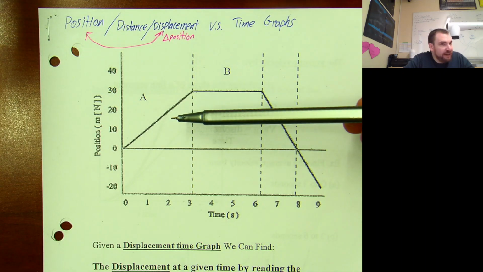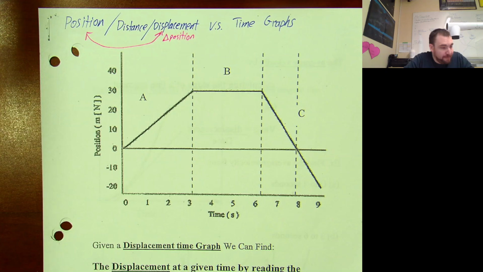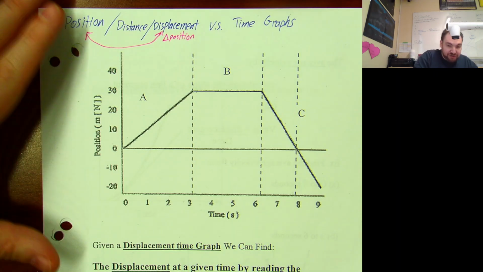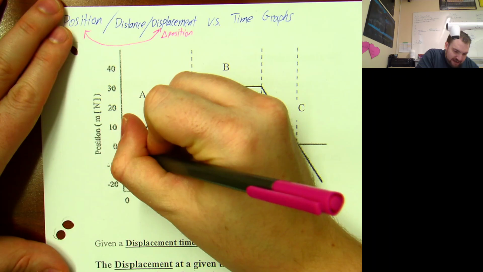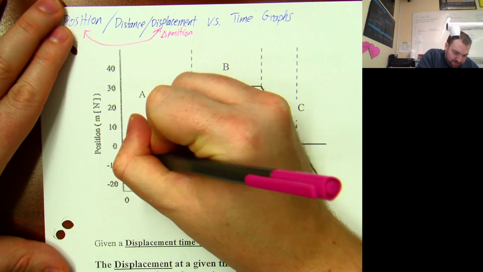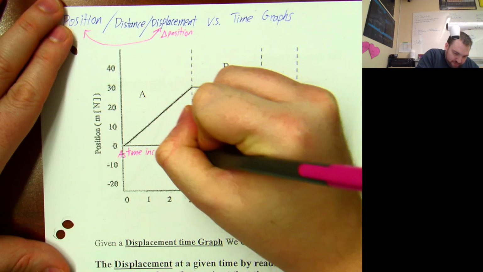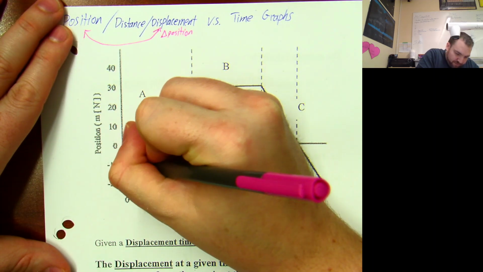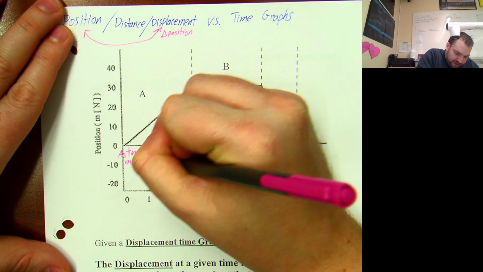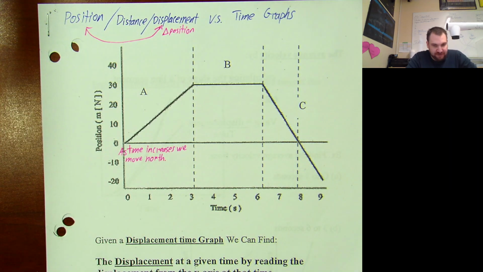What's happening here in the graph on section A? Talk to me about what's going on there. Yeah. As time increases, you're moving more now. Slope north. Okay, so I'll say it the way Connor did. As time increases, we move north. Okay, cool. Can anyone be more specific? Connor wants to be more specific.